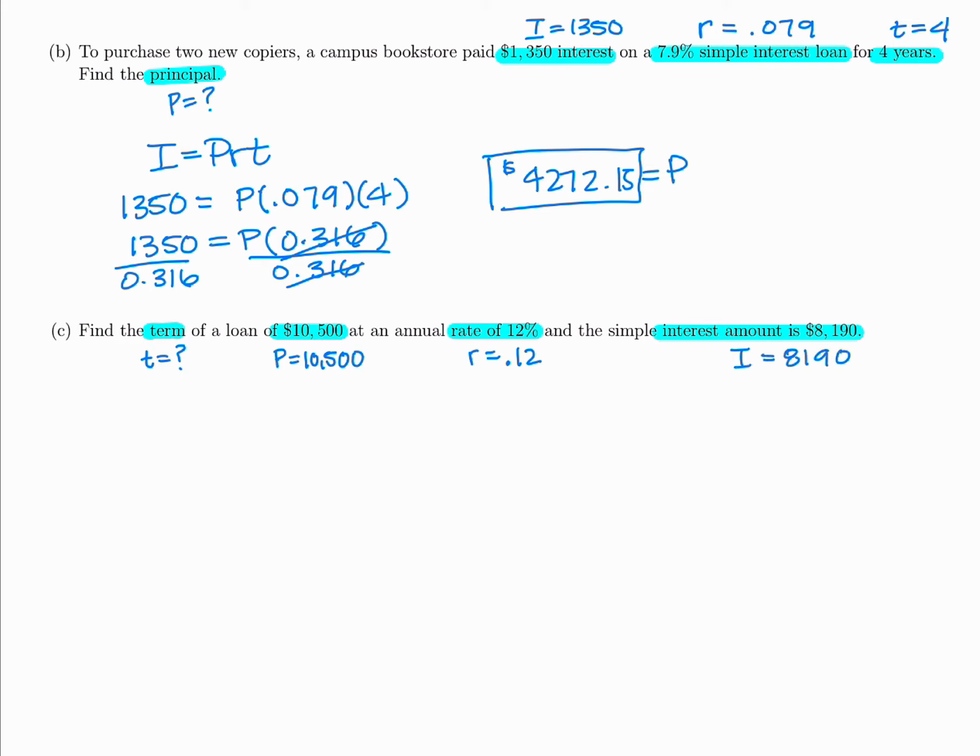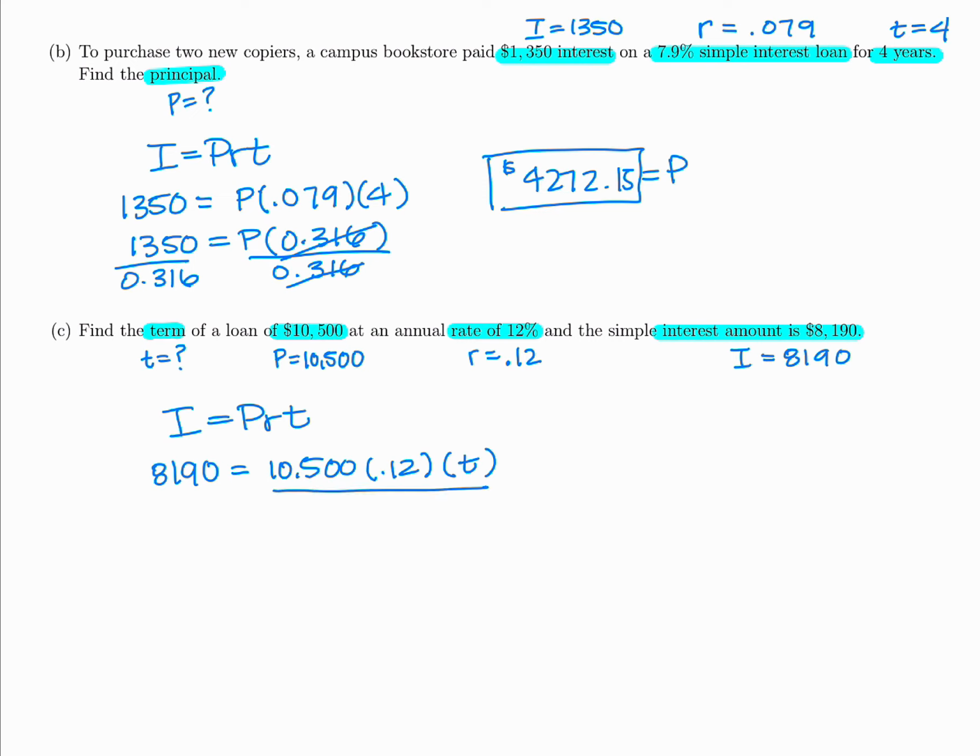So there are the things that I have. So we know that I is PRT. So interest, I know, is $8,190. Is principal, $10,500, times rate, times time is T. I don't know time yet. That's what I'm looking for. Okay. So then I need to get that T by itself.